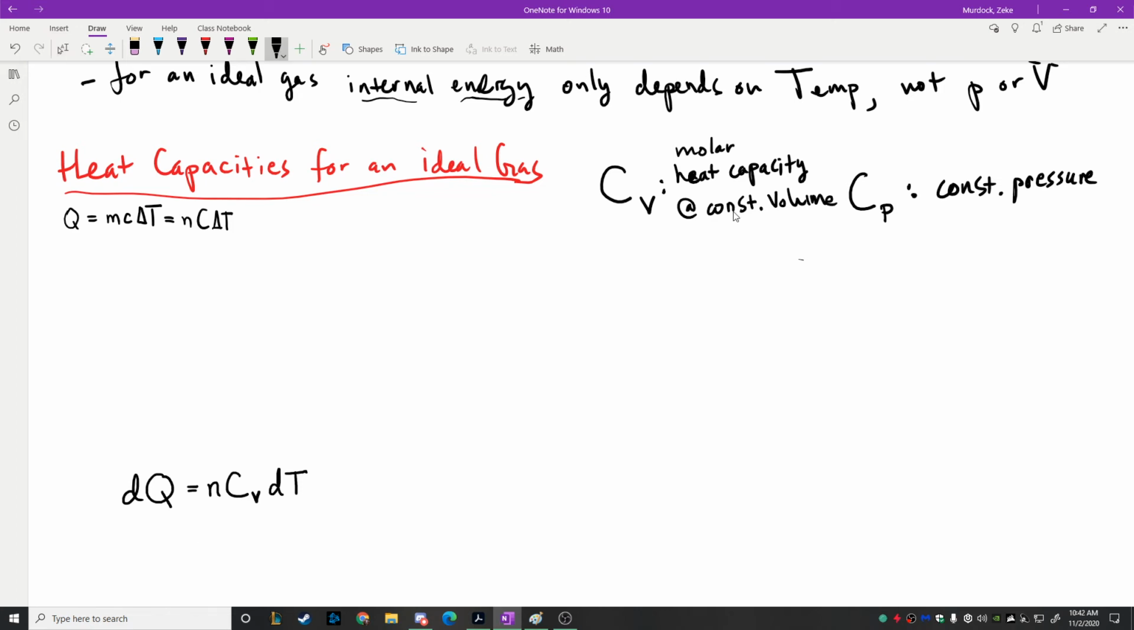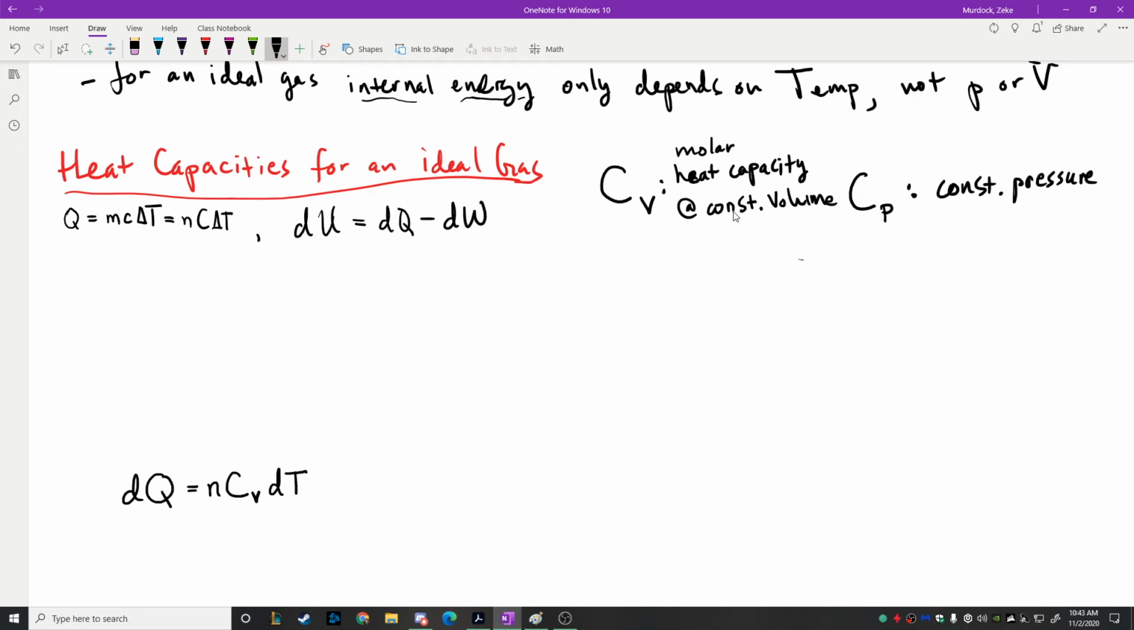All right, so the question that we want to answer here is, why are these values different? If you go into a table and you look up the molar heat capacity at constant volume and at constant pressure, you're going to find different values. In fact, you're generally going to find that the heat capacity at constant pressure is greater than the heat capacity at constant volume. So for this, we can rely on the equation for the first law of thermodynamics. The first law of thermodynamics says that the change in internal energy in a system is equal to the heat that comes in minus the work that's done by the system.